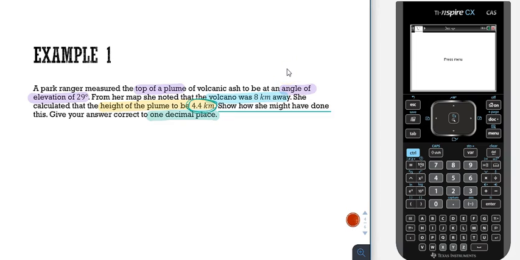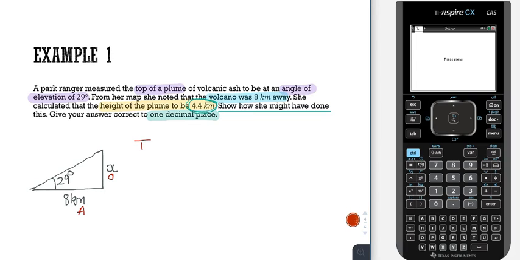So like normal, we set up a diagram. So we're going to use this as our diagram. We've got 29 degrees, we've got 8 kilometers, and that's what we're trying to find, which is the height of the plume, which is 4.4, but I'm only putting it in as X because we can't use the answer in our calculations. Show that question, cannot use the answer in the calculations.